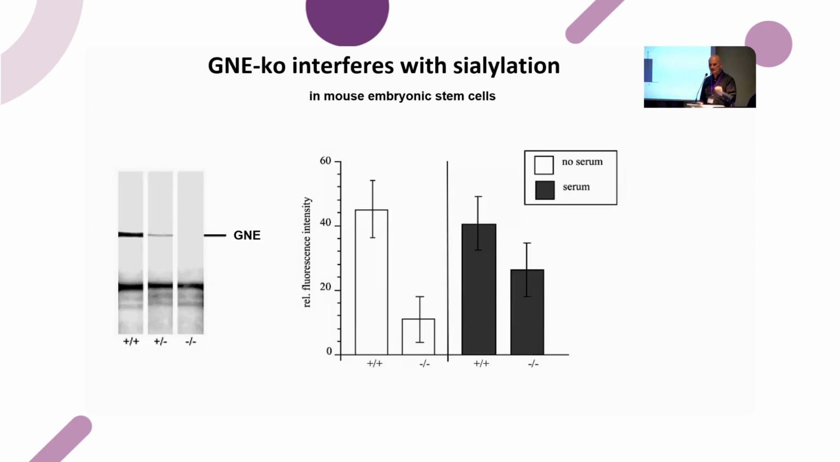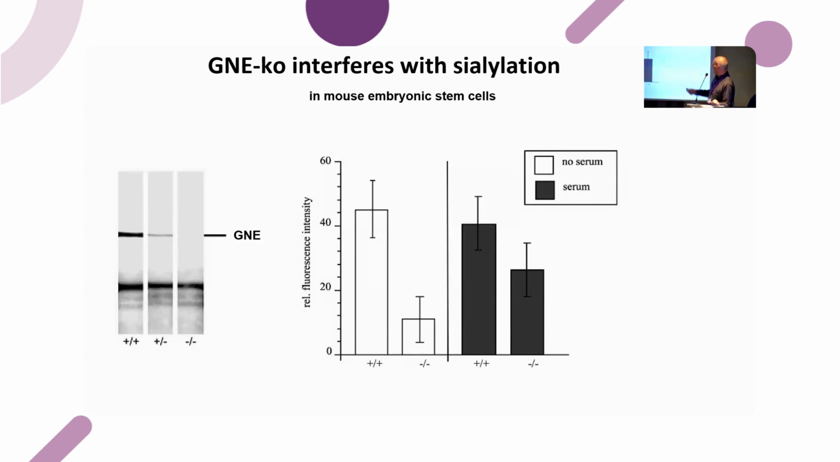And cells means, since the animals couldn't survive, these were embryonic stem cells, which we derived from embryonic day 3.5, because the animals died at embryonic day 8.5. So we could generate cells at least.